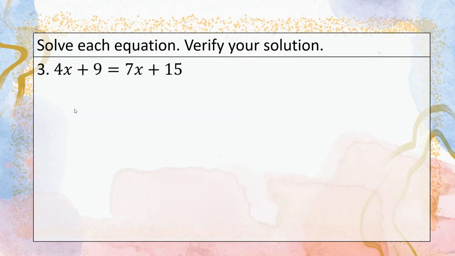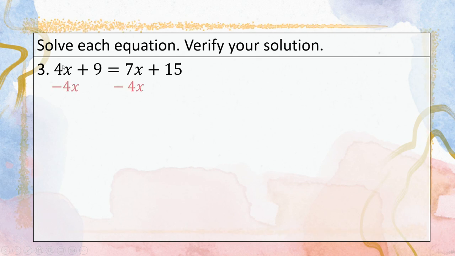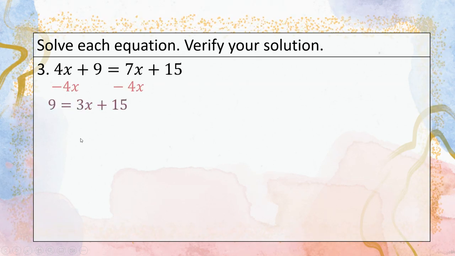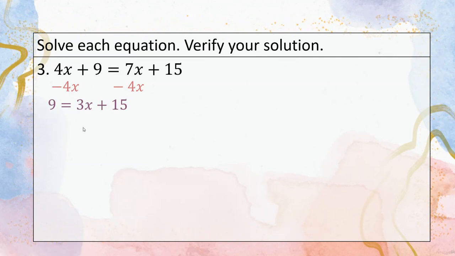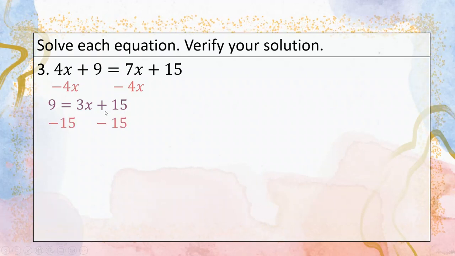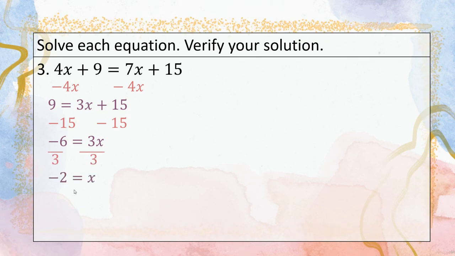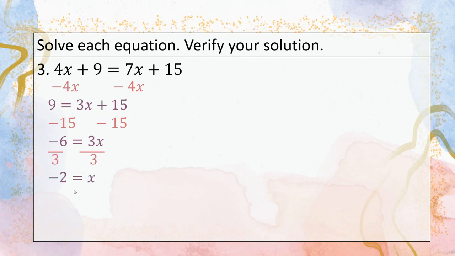On number 3, I have 4x on the left and 7x on the right. 4x is smaller, so I'm going to subtract 4x. This gives us 9 equals 3x plus 15. Now with x, I still have times 3 plus 15. So to get rid of this plus 15 with the x, I'm going to subtract 15 from both sides. So that gives us negative 6 equals 3x, and then divide both sides by 3. So we get negative 2 equals x.